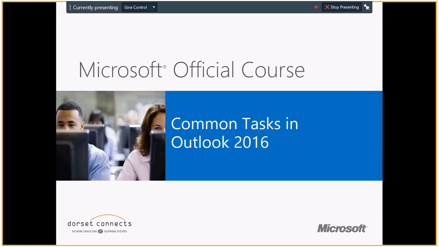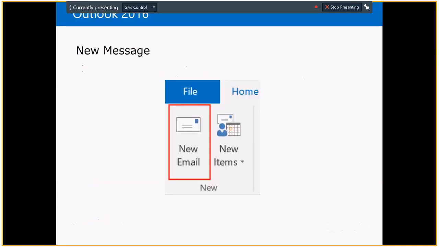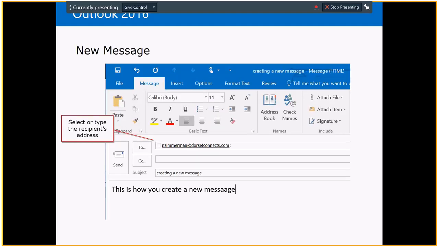Let's talk about how you do some common things. And when we think about Outlook and the common things we do, what is the most common thing we do in Outlook? Right, we create new messages. We send email. We also read email. Pretty much, you create a new message from the home screen. You just click on New Email. When the new email opens, this is what it looks like.